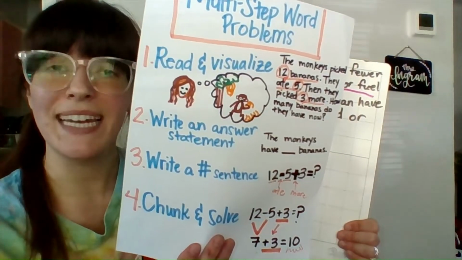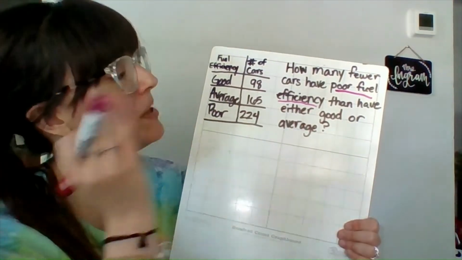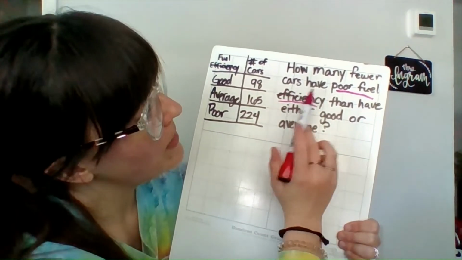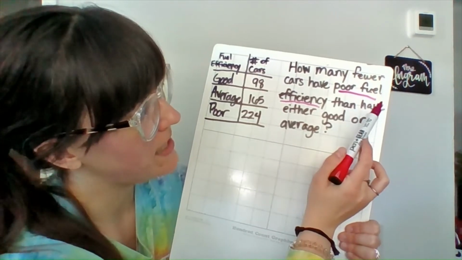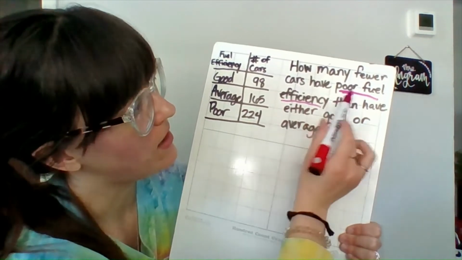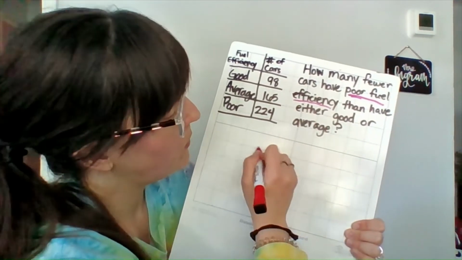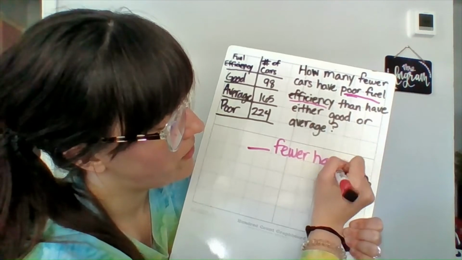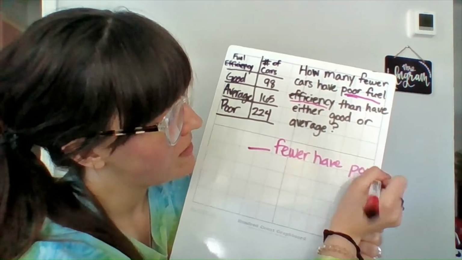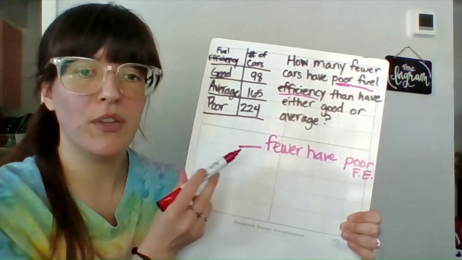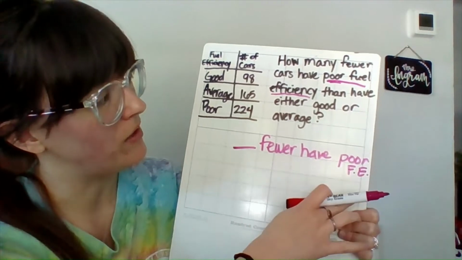So my second step is going to be write an answer statement. So I'm going to be thinking, what will my answer look like for this problem? Well, it says how many fewer cars have poor fuel efficiency than have either good or average. So I know that what I care about are my poor fuel efficiency cars, and it's how many fewer. So it would be blank fewer have poor, and I'm just going to use FE for fuel efficiency. So I'm looking for however many fewer have poor fuel efficiency.